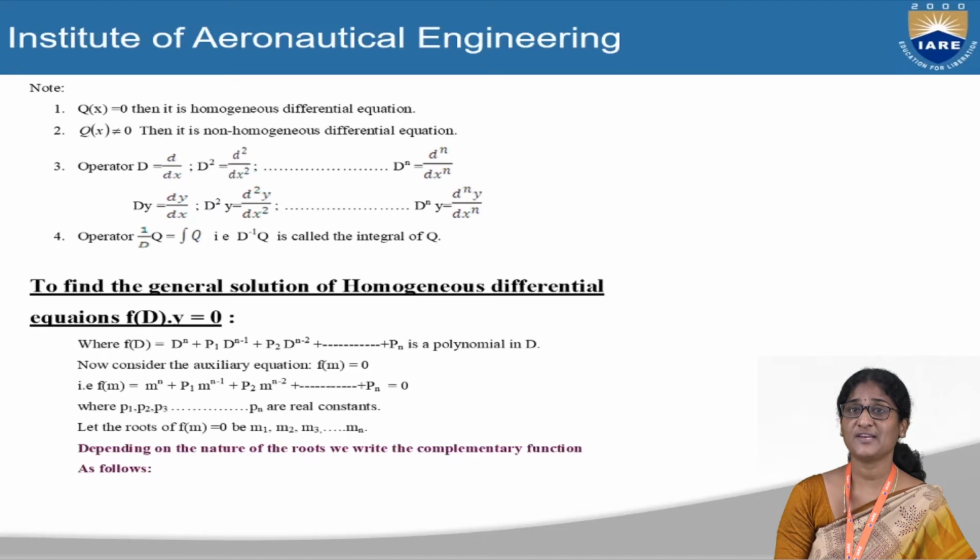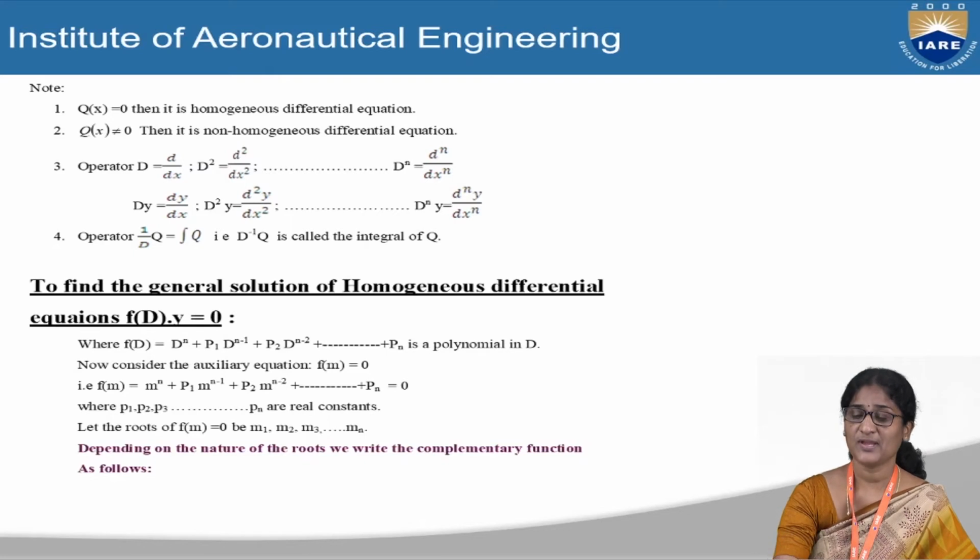Now D is nothing but the derivative. 1 by D is nothing but the integral. D square is the double derivative. 1 by D square is the double integral, and so on. So 1 by D is the inverse operator for the derivative. Integral is the inverse operator for the derivative. In the general equation, if q of x is equal to 0, then the differential equation is called a homogeneous differential equation. So in the above equation, if I take q of x equal to 0, that type of equation is nothing but the homogeneous differential equation.